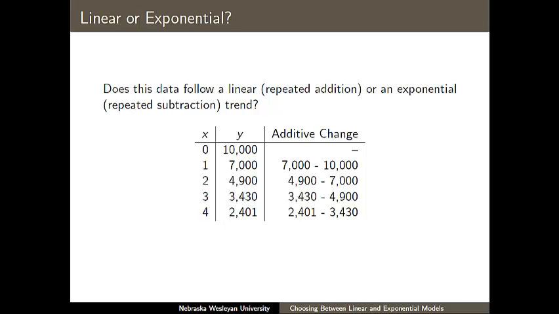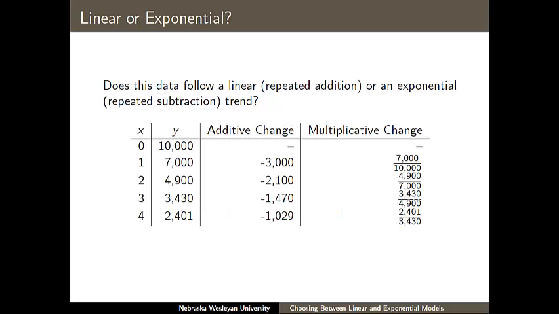And we do this for every row. When I simplify all those, I see that my additive change is not constant throughout. It's not even close to constant throughout. This suggests that a linear model may not be appropriate. What if I compute the multiplicative change now?